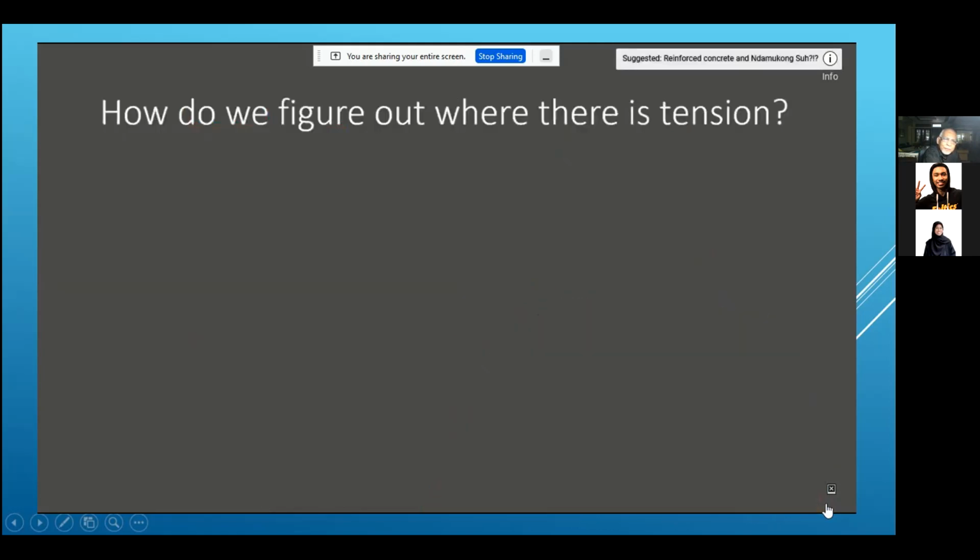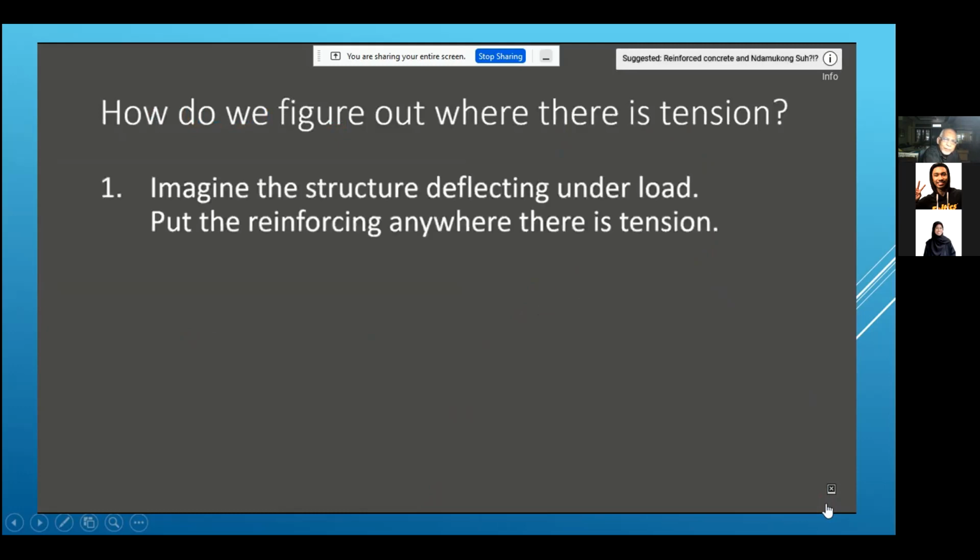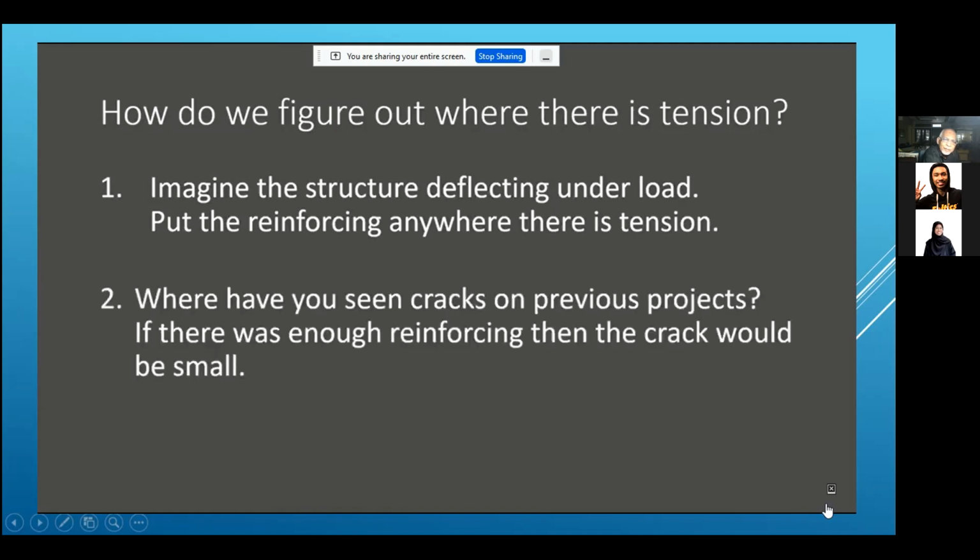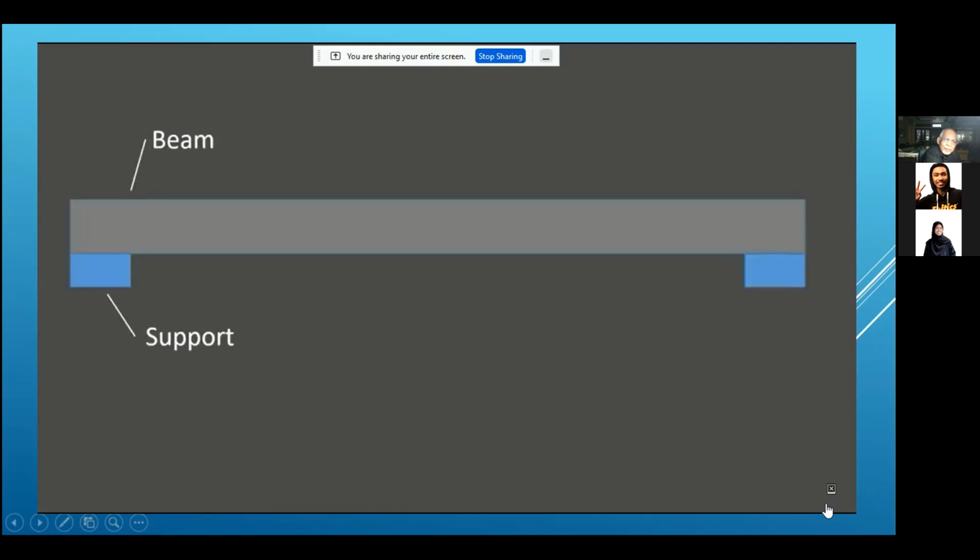But how do we figure out where the tension is? Well, to do this, we have to become the structure. We have to imagine the structure deflecting under load and then put that reinforcement where there's tension. Have you seen cracks on previous projects? That means they didn't have enough reinforcement there, because we like those cracks to be so small we could barely see them. Let me show you what I'm talking about.